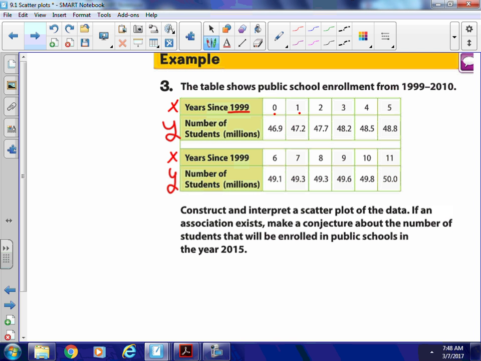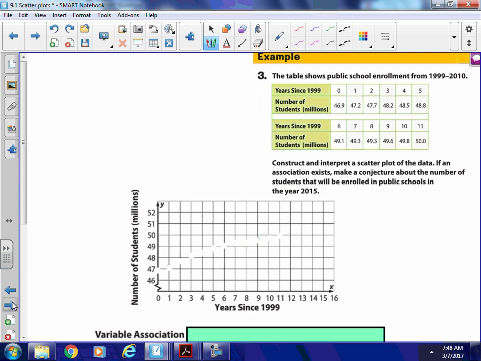We're going to construct and interpret a scatter plot of the data. If an association exists, we'll make a conjecture about the number of students that will be enrolled in the year 2015. So this is a new part. You've never done this before. Make sure you pay close attention. So let me make that smaller, and I've got my graph paper, and we're going to plot those points.